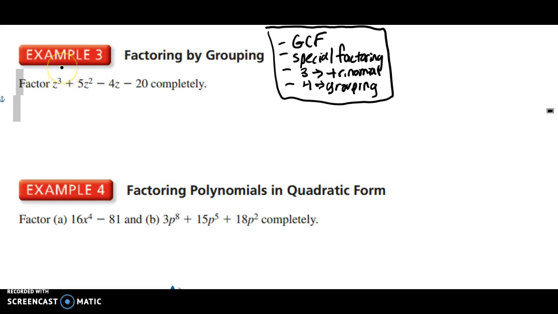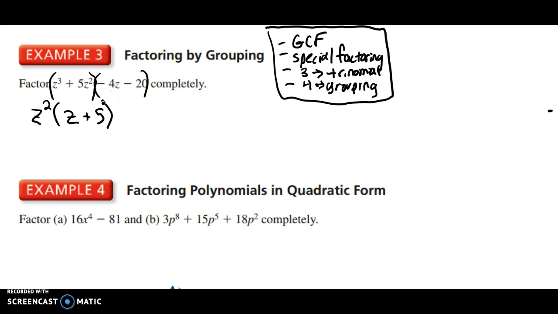In example 3, I notice there are a lot of z's, but I cannot take a GCF of a z out. But I do notice it has 4 terms. So what you want to do is group up the first 2 terms together and the second 2 terms together. Now looking at the first grouping, you have a GCF of z squared. So I'm going to take z squared out, and I'm left with z plus 5.